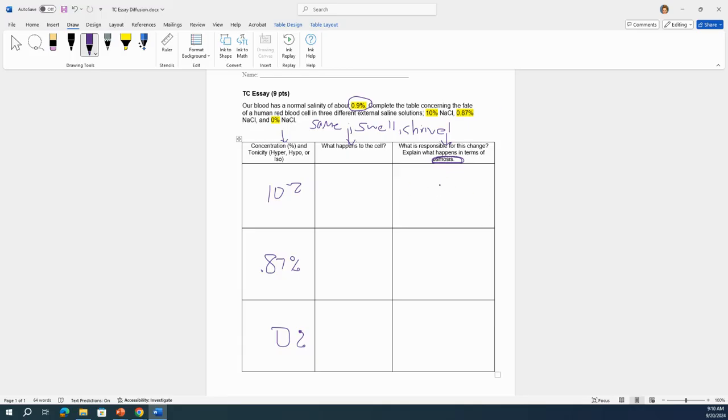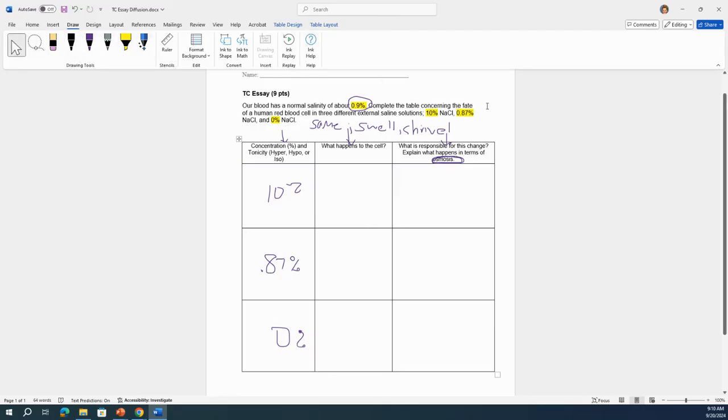So this one should have a little bit more information in it. I mean, it's still a chart. You don't need to have a whole page worth. But this is just naming percentages and identifying them as hyper, hypo, or iso. This is telling me what's going to happen to the cell, and this is telling me why that happens. So you're talking about osmosis, which means you're talking about the water movement. Where is the water moving, and why is it moving there? And so that's going to be your essay for this lesson.